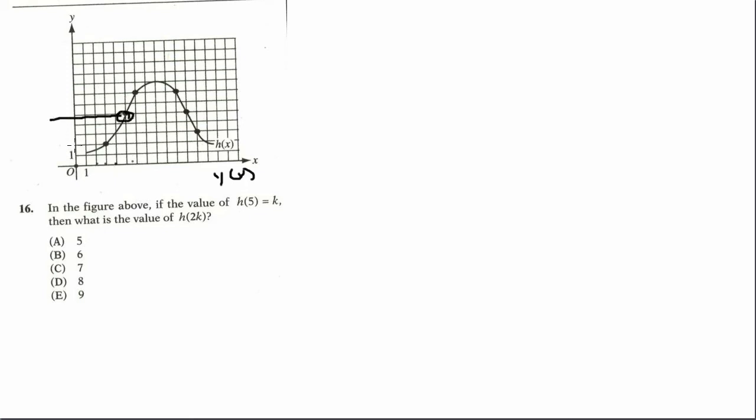Okay, 1, 2, 3, 4, 5. Okay, so we know that h of 5 equals k equals 5. Then they want h of 2k, which really means h of 10, right, because we have 2 times 5. So really we just need to look on the number line for number 10. So 2, 3, 4, 5, 6, 7, 8, 9, 10 is this guy, which is 7.